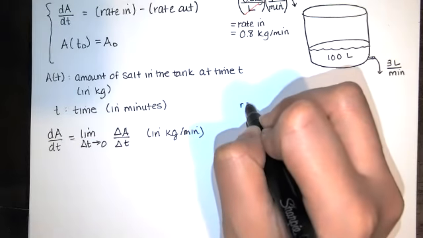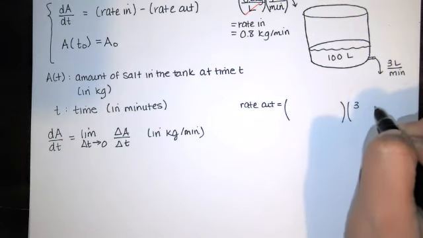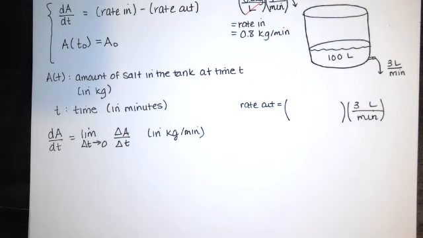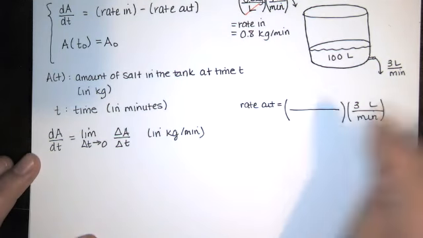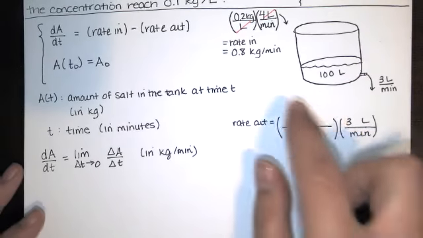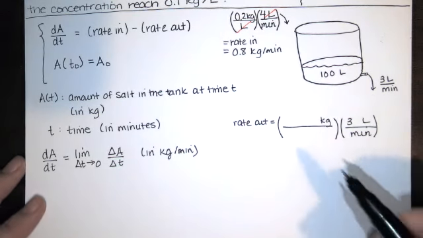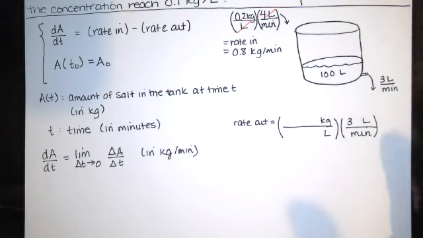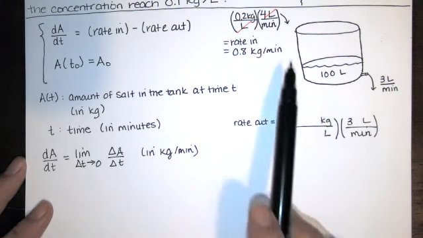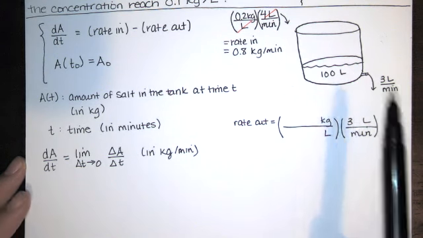So let's think about it. I'm trying to find my rate out now, and I'm going to multiply the concentration by 3 liters per minute in order to get some number of kilograms per minute as my rate out. In order to get that, I need a concentration for the solution in the tank at time t. In the numerator, I'll have the kilograms of salt that are in the tank at time t. In the denominator, I'll have the number of liters of solution in the tank. Actually, I'll do the denominator last. How many kilograms of salt are in this tank at time t?